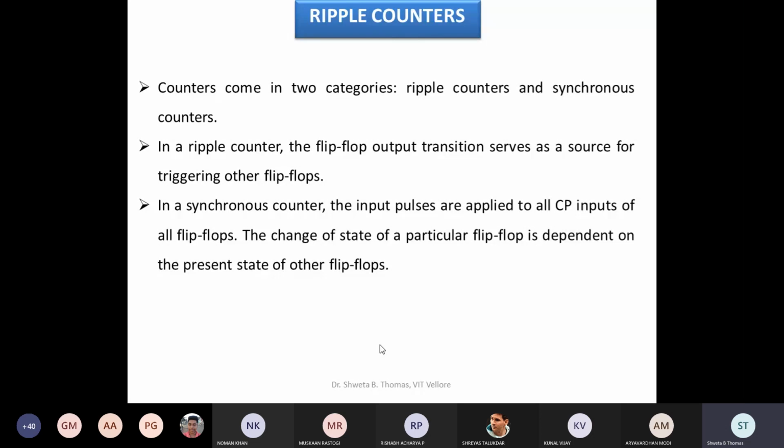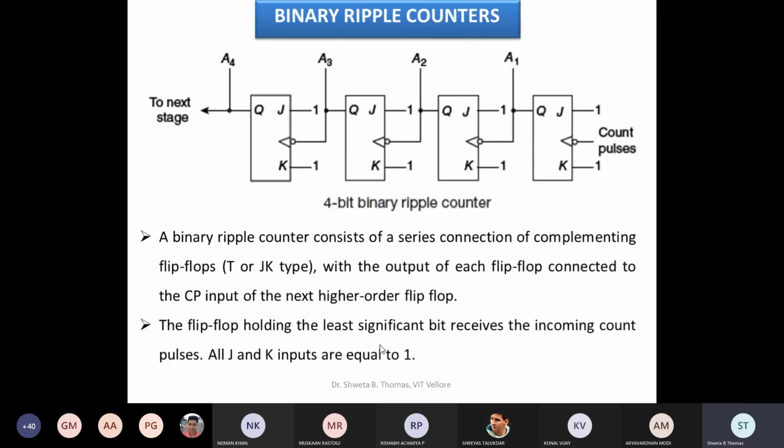So what is the difference between ripple counter and synchronous counter? In the ripple counter, we are giving the CP input pulse to one particular flip-flop, and the output of each flip-flop acts as the trigger for the next stage or succeeding flip-flop. That is what we are taking in ripple counter. But in synchronous counter, CP input is given to all the flip-flops separately. This is the difference between the two. So we will start with the ripple counter.